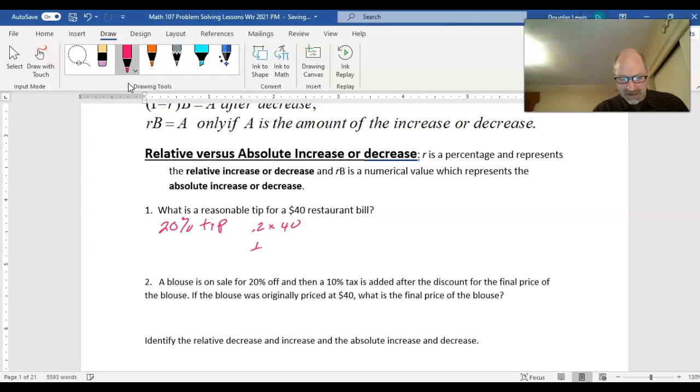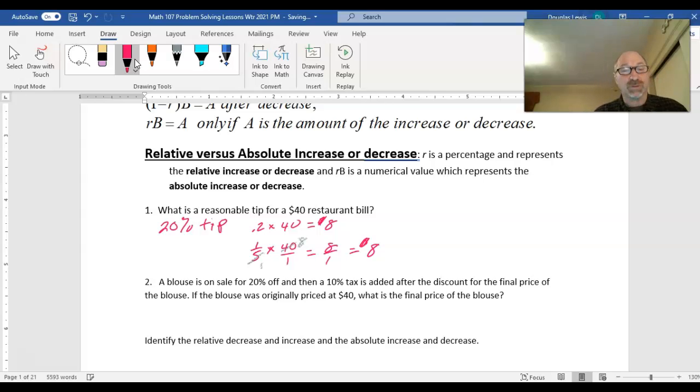20% of 40. Now, a fraction, if you're comfortable with it, 1/5 is the same as 20%. And so you could write 0.2 times 40 or 1/5 times 40. Either way, that's going to be $8. Here you could see that you'd reduce those fractions. You could reduce the 5 and the 40 and get 1 and 8, and then we get 8 over 1, which is $8 also.